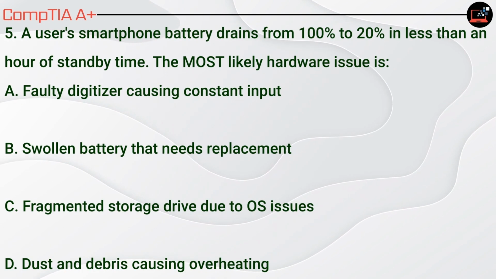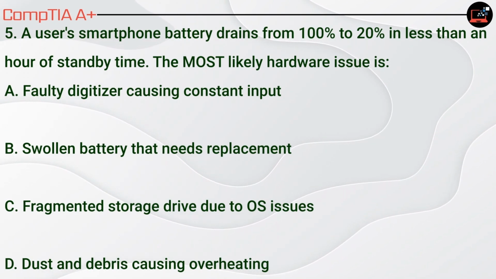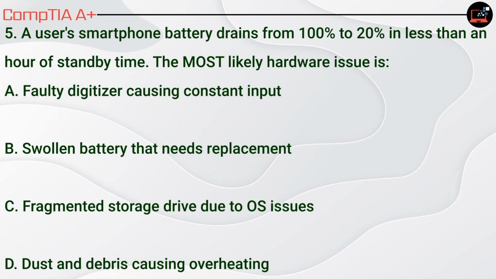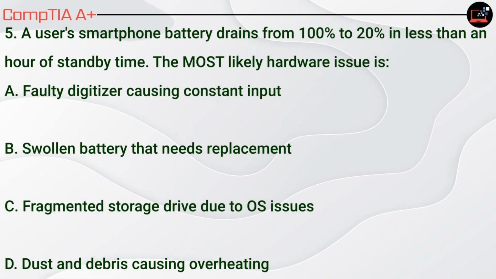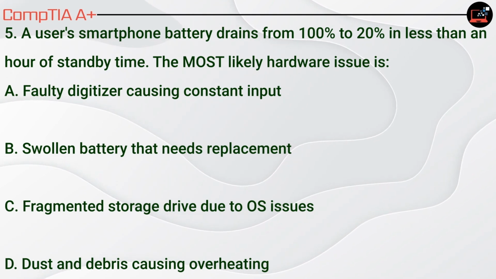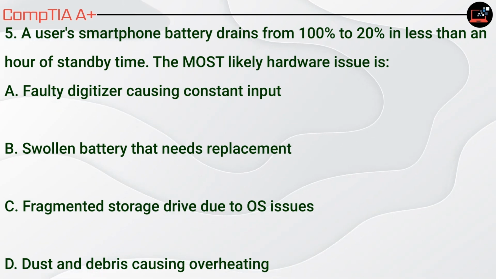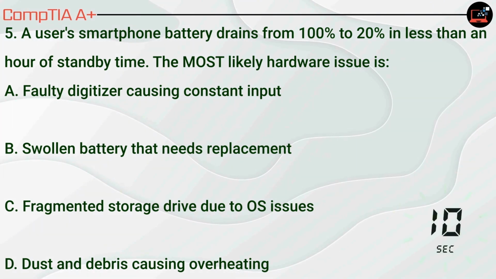Five. A user's smartphone battery drains from 100% to 20% in less than an hour of standby time. The most likely hardware issue is: A, faulty digitizer causing constant input; B, swollen battery that needs replacement; C, fragmented storage drive due to OS issues; D, dust and debris causing overheating.